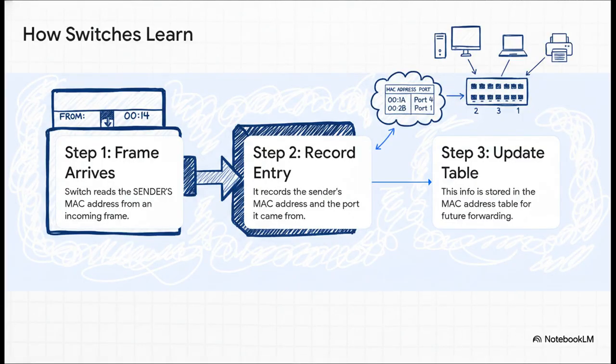So how does it know where everything is? This is the really clever part. It learns on the fly. Whenever your computer sends out data, the switch looks at the from address on the frame and says, aha, so that MAC address is coming from port 4. Got it. It then builds a little internal map, a MAC address table, that links every device's MAC address to the physical port it's plugged into. It's constantly building and updating this map of the neighborhood.